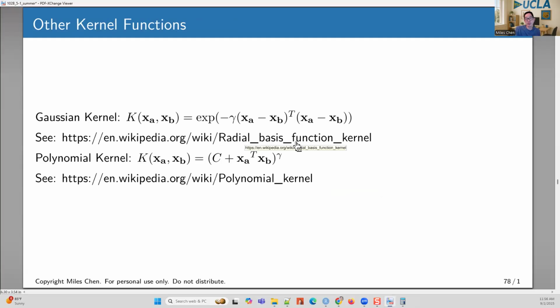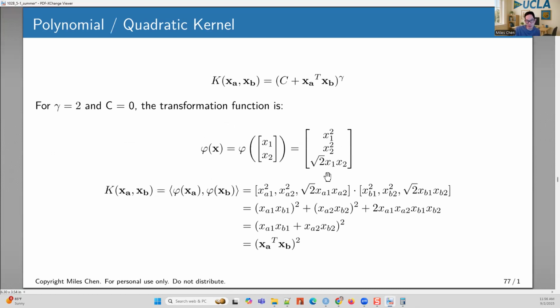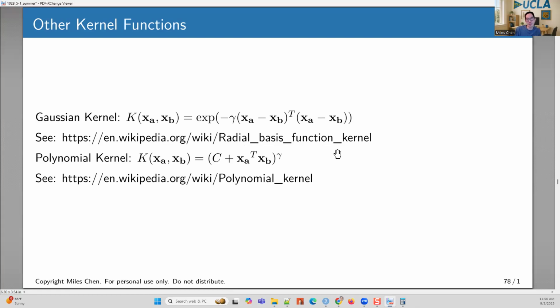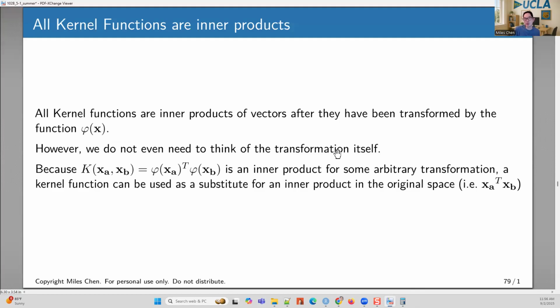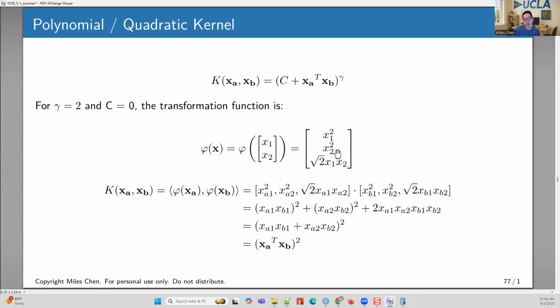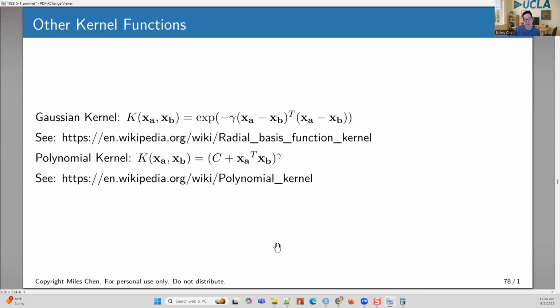And again, the radial basis function kernel, where you take e raised to some function of the difference between xa and xb, the equivalent transformation function exists in infinite dimensions, okay? So we would not be able to write this out, because this one is 3 dimensions and we can write it out, but with infinite dimensions, we would not be able to write it out. But that's okay. You don't need to know the exact transformation function. You can just work with this inner product, okay?